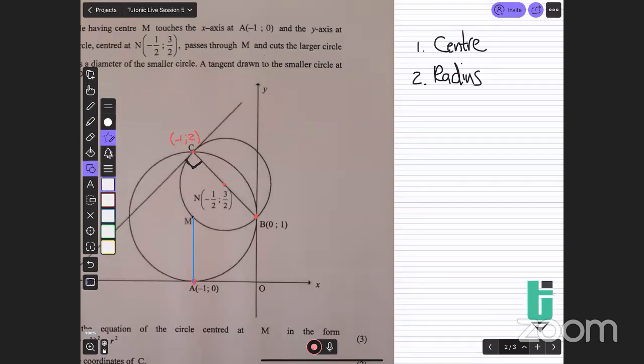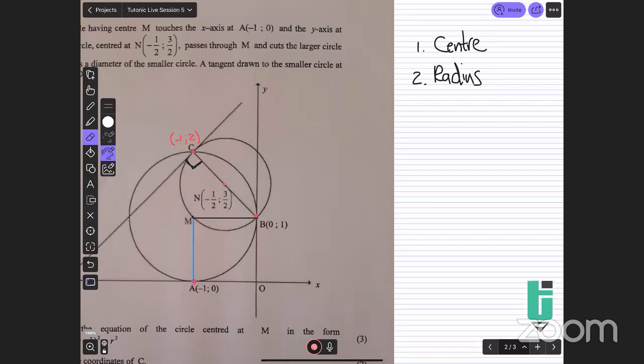You guys sort of alluded to it. This would be a horizontal line, right? Because the y-axis is the tangent there. You guys agree? Therefore, the radius is going to be horizontal. If the tangent is the y-axis, the radius is going to be horizontal.